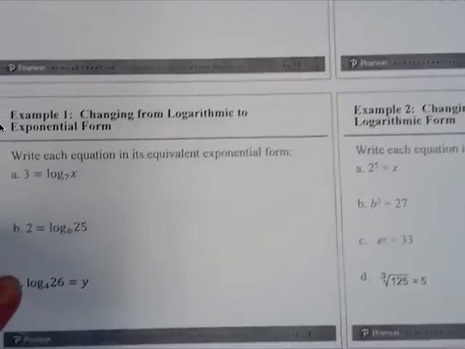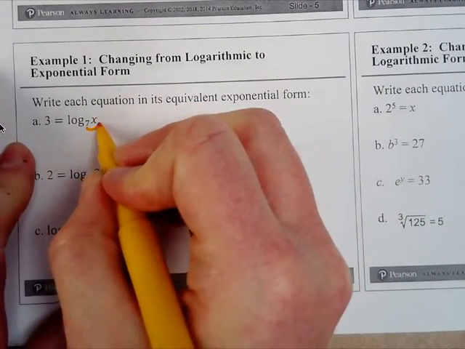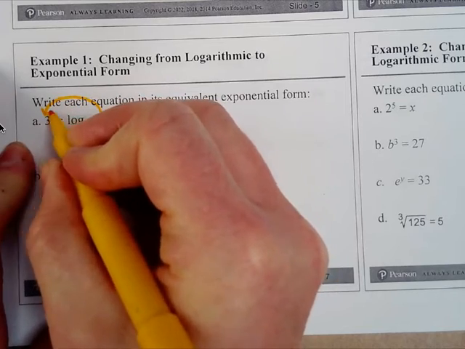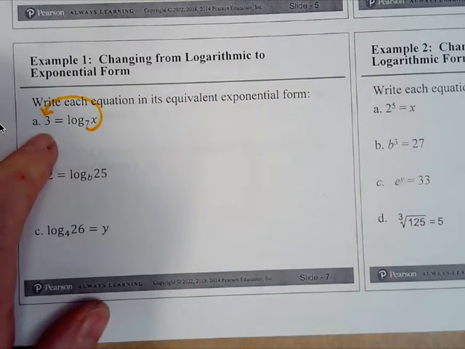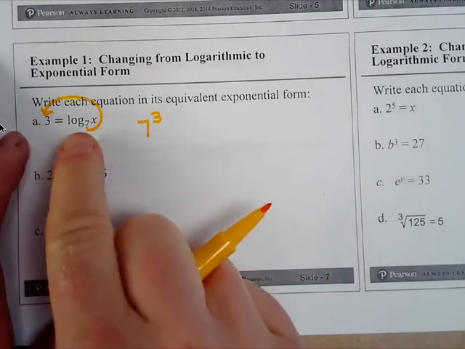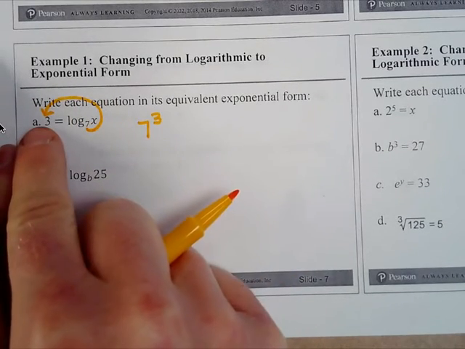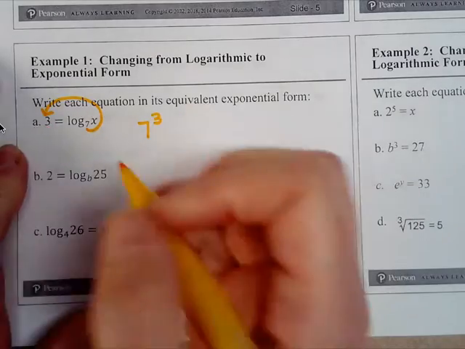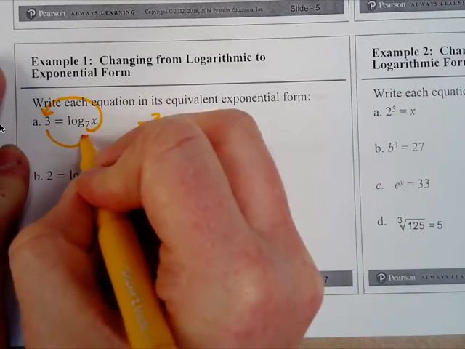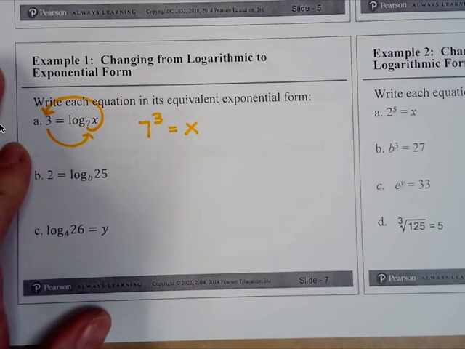So we're going to do some conversions over here. We start at the base. We go to the other side of the equal sign. So we're converting from log to exponential. So that'll be 7 to the third. The base is the base of the exponent. The number on the other side of the equal sign is your exponent. And then you're going to take that and go back. Equals x. That's the equivalent exponential form.